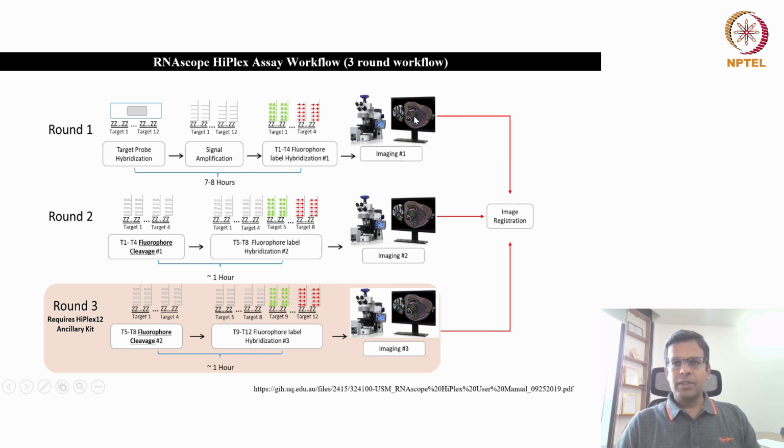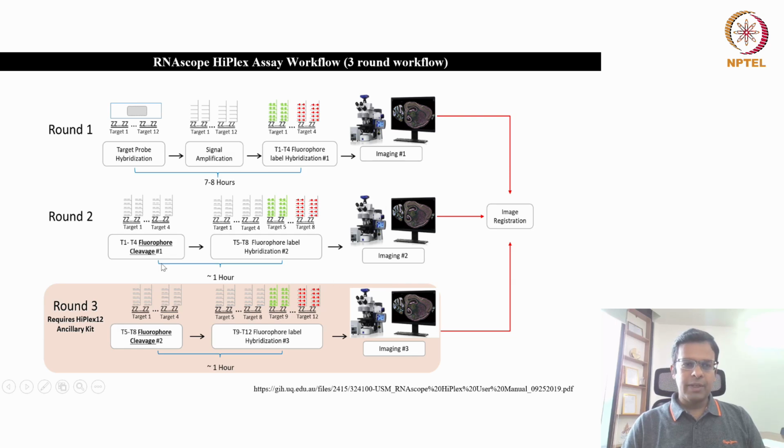Then you will wash off this tissue sample, and that is known as T1 to T4 fluorophore cleavage. So the fluorophore will be cleaved off from target 1 to 4. Then you will add the fluorescent label for T5 to T8, target 5 to target 8. So only these target 5 to target 8 mRNAs will be fluorescently labeled. Again, you image that sample.